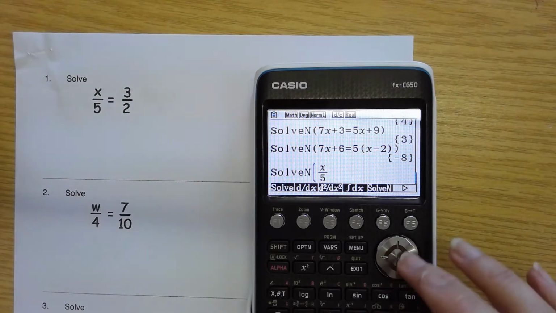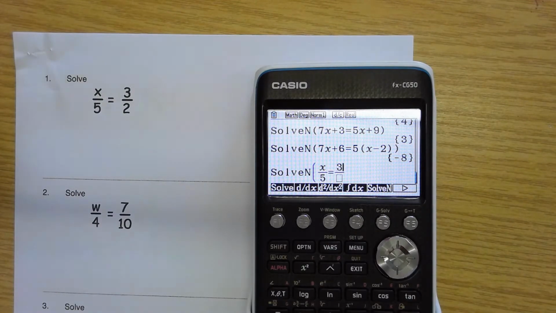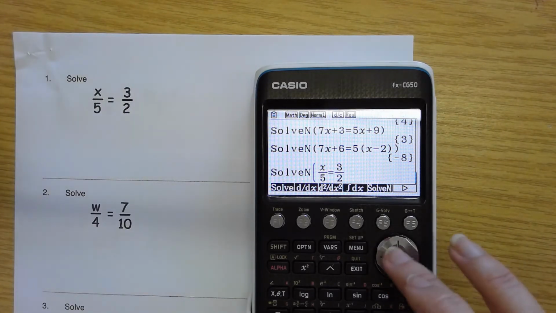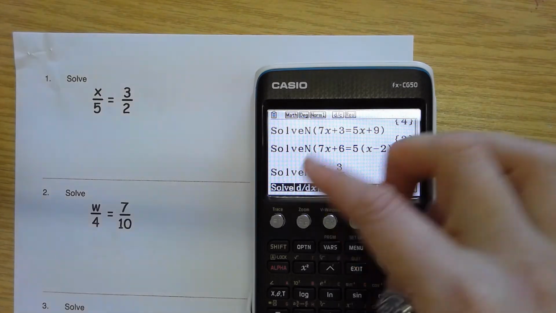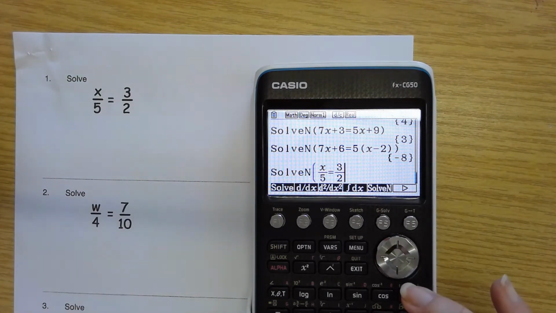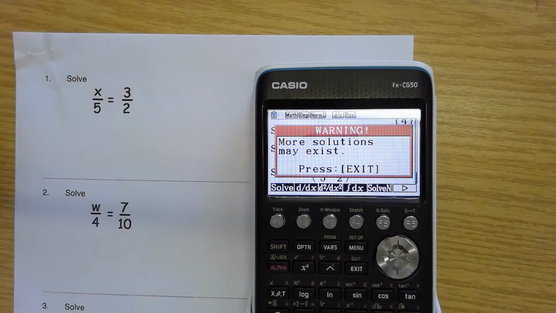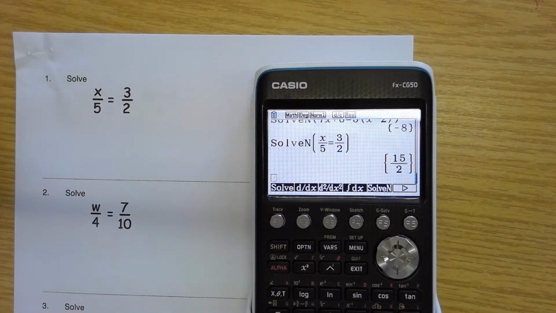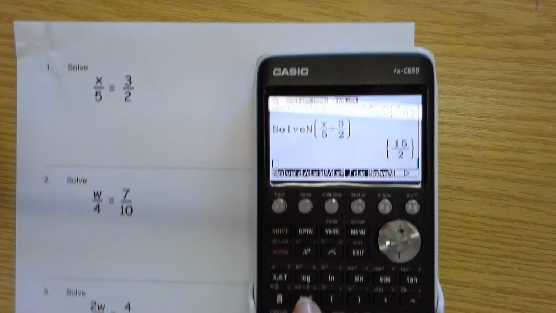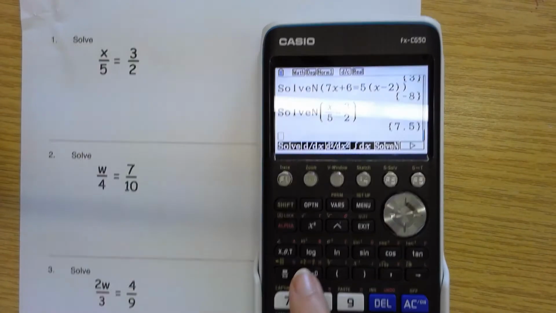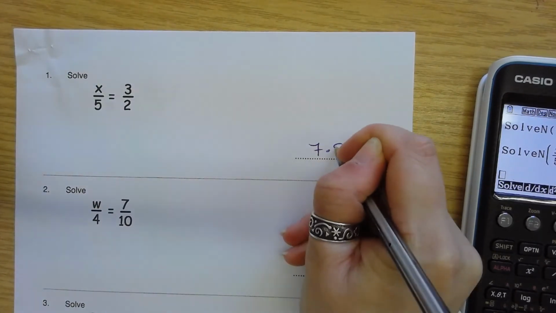So x over 5 equals 3 over 2, using the cursor here to move between the different sections to be able to input values in the right places. Close bracket. Exit comes up as explained in a previous video, just for complex numbers and other possible solutions. So we don't need to worry about that at this stage, and it gives me the answer of 15 over 2. Whilst you could give your answer as a fraction, like with the other Casio calculators, if I push the SD button, it will convert that to a decimal as well. So it gives me the answer of 7.5.